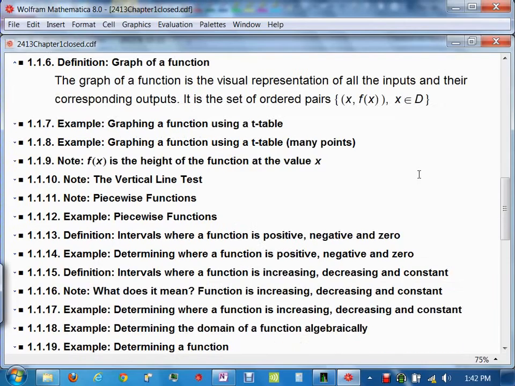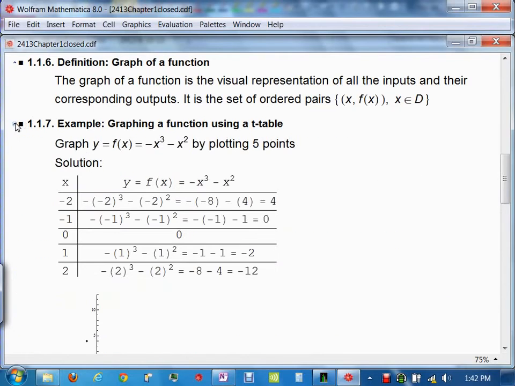That's your graph. So the first way we ever learned to graph something was by doing a t-table. Remember this method? You would have like y equals f of x equals negative x cubed minus x squared. So let's do this by graphing 5 points. Let's just pick some points. So what's the independent variable here? What's independent? X. And the dependent one is y.